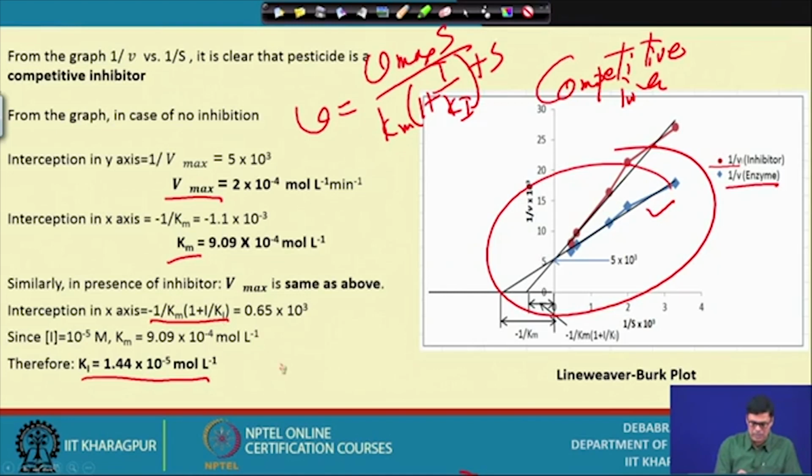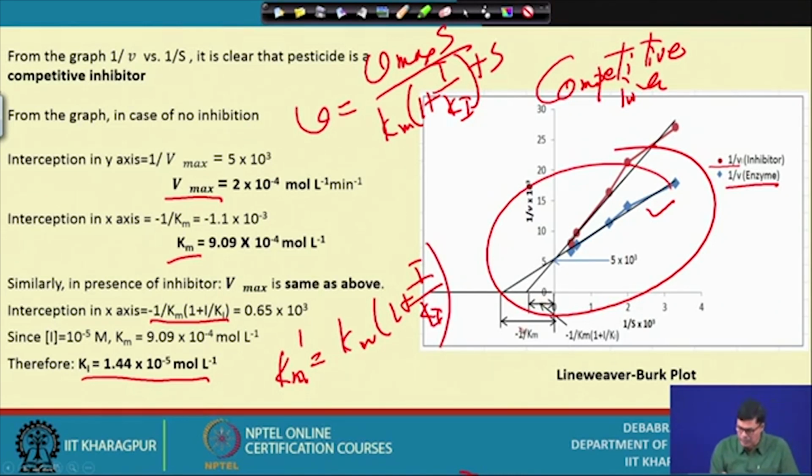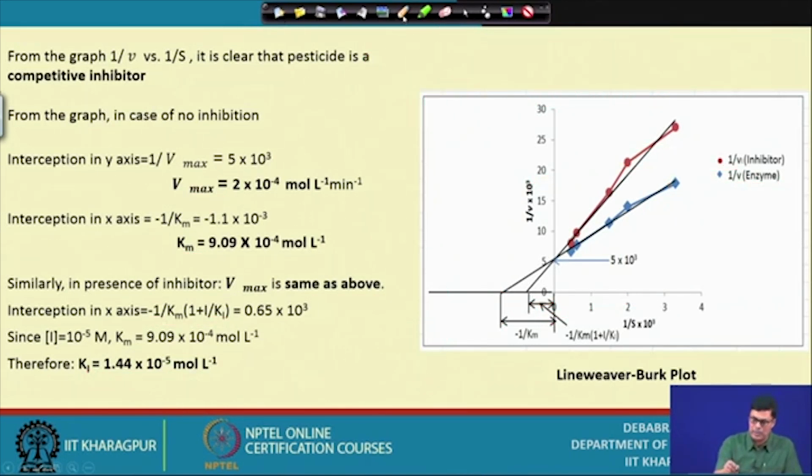This is the Km dash value, which is equal to Km into (1 plus I by Ki). Am I right? Here we can directly find out from the graph the 1 by Km value with inhibition and without inhibition. So, we do not have to calculate it; we can take these values, put them in, and find out the value of Ki. Ki is not very difficult to estimate.